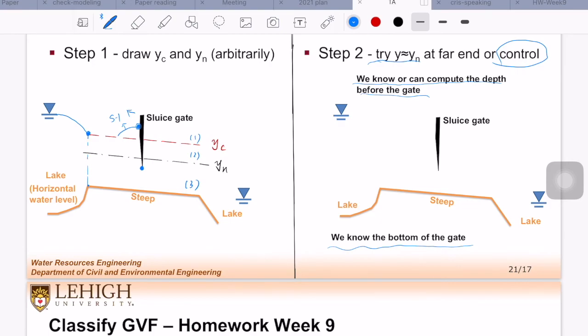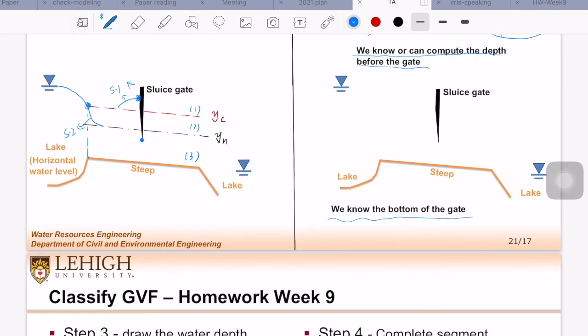And for this control point, we know the water surface will cross this point and fall into the steep type 2 section. And at this section, the water surface should go down and approach the normal depth. So this is the S2 curve. And then we need to complete a segment.